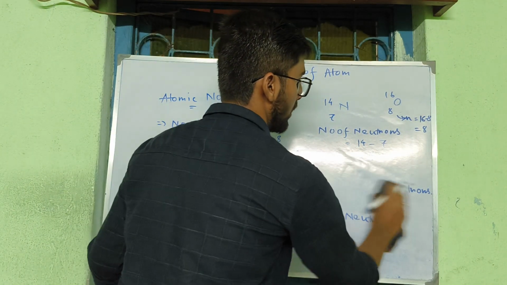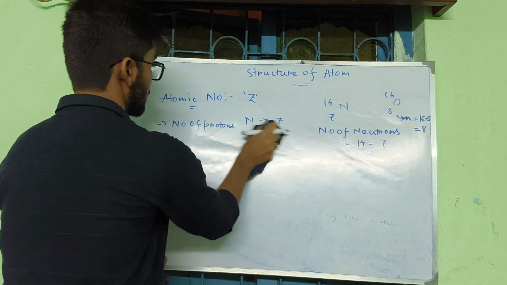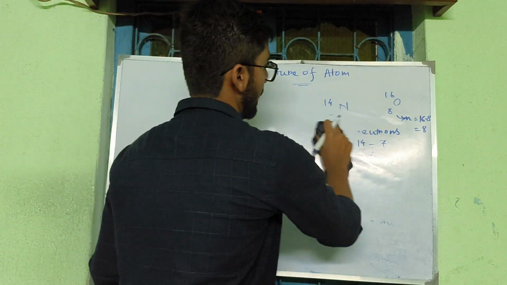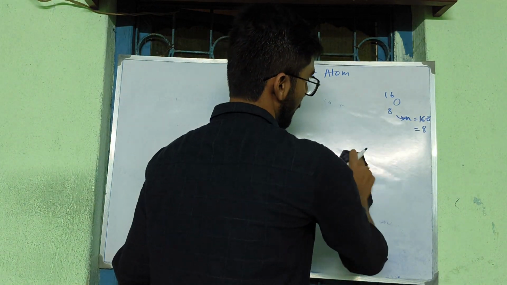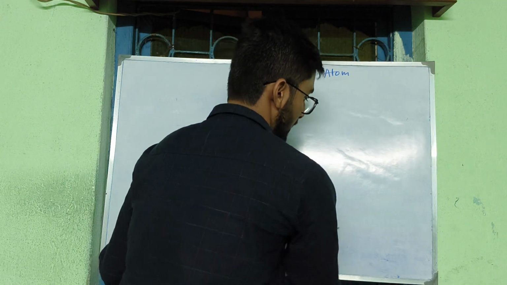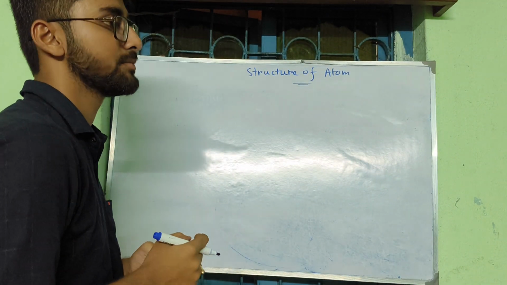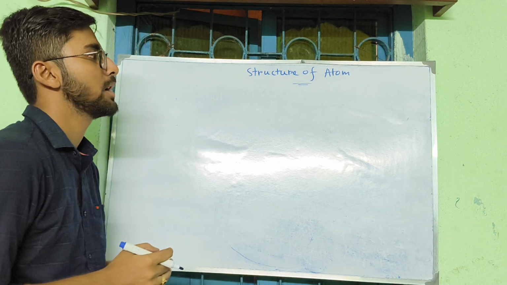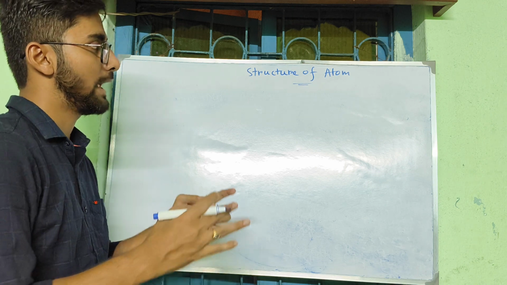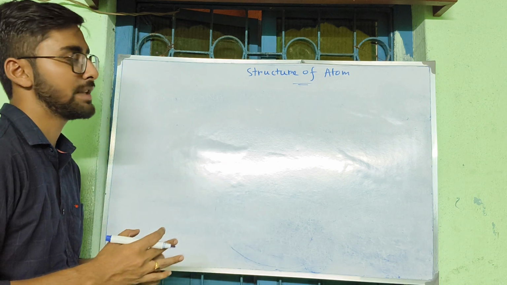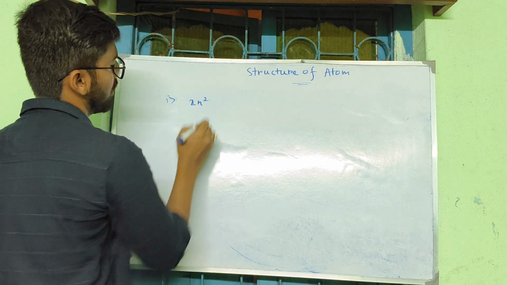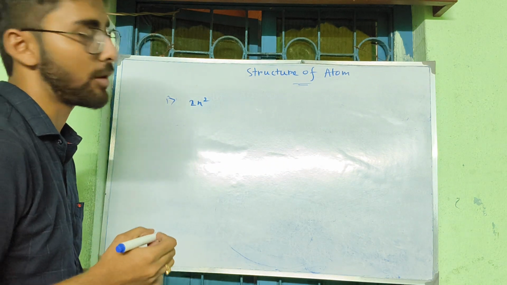Now I will discuss how electrons are distributed in various energy levels or orbits. There are certain rules for this case. So first rule is the maximum number of electron that is present in an orbit or energy level is given by the formula 2n square, where n is energy level or orbit.